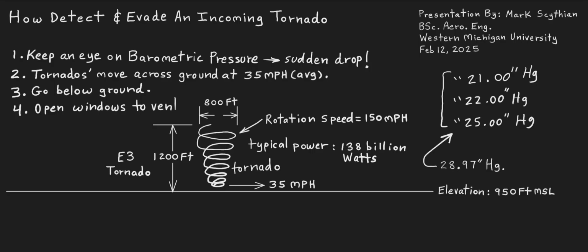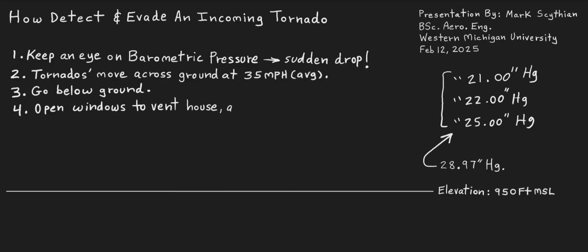So you go below ground, and open the windows of the house you live in to alleviate exterior air pressure. So think about it. You've got all this air flow, and probably if your house is in the tornado's path, it's just going to get destroyed. There's no compromise on that.